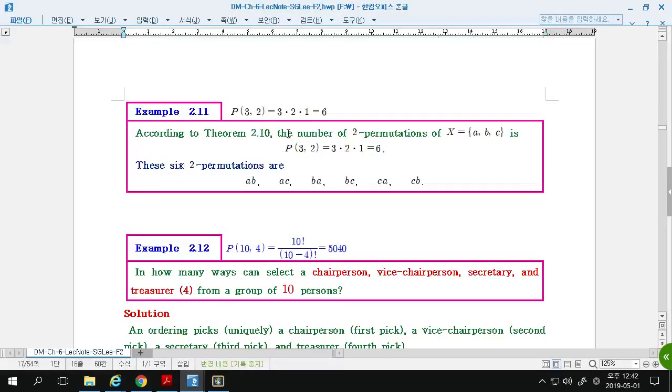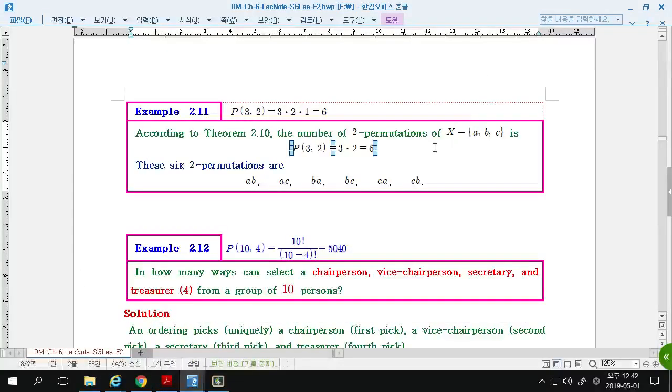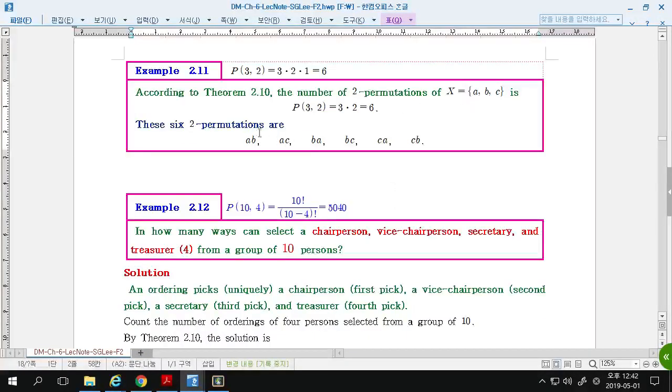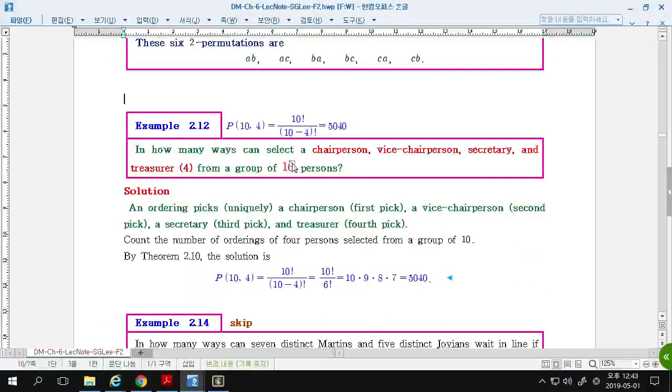So according to theorem 2.10, the number of 2 permutations of this 3 element set is what? P(3, 2) is 3 times 2 times 1. Okay? Actually 3 times 2 is enough, which is 6. Okay? And these are all the possible 6 choices of 2 permutations of this ABC, which I showed you in coding.